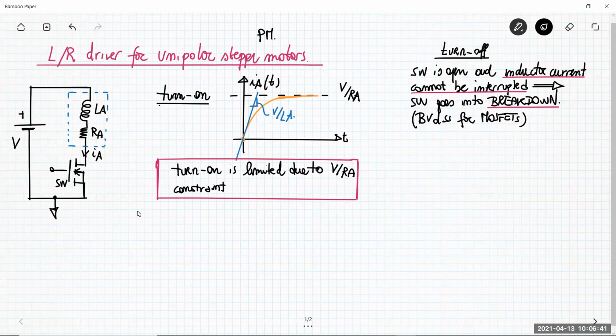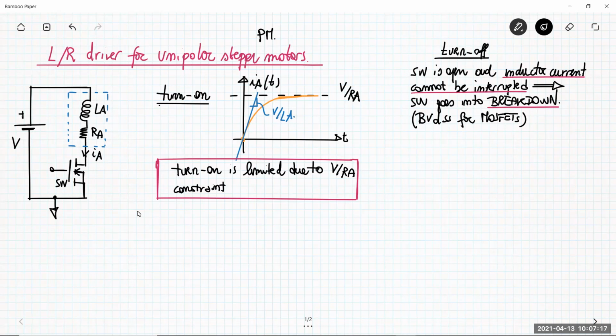For each phase you have to drive, we have a switch. This switch is called the low side switch because the source is connected directly to the reference node. Then you have a power supply V, and then the phase you want to drive, which is modeled by the series of LA and RA, respectively the inductance of the winding and the resistive losses of the coil. IA is the current flowing through the phase.